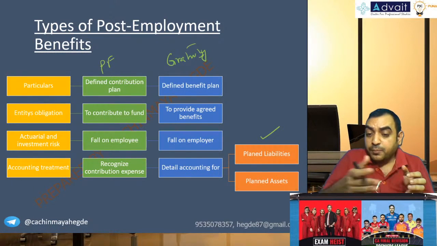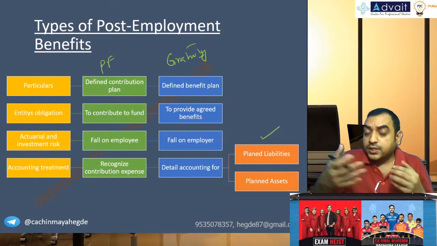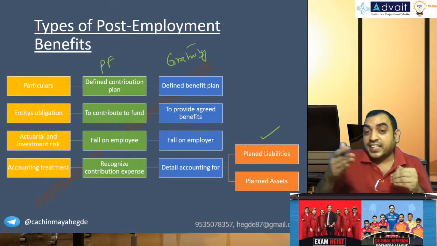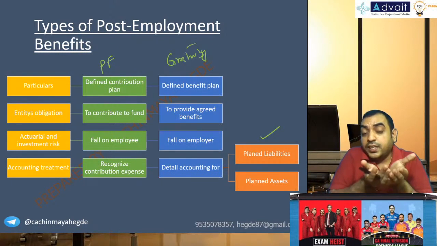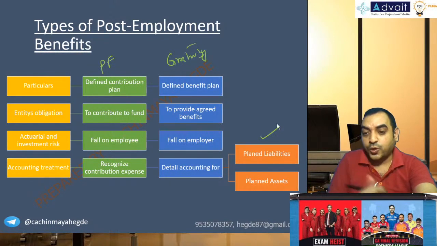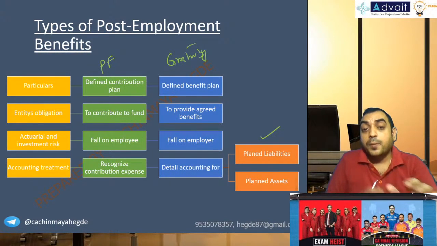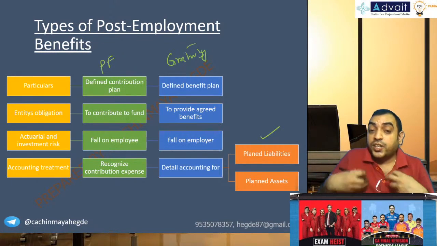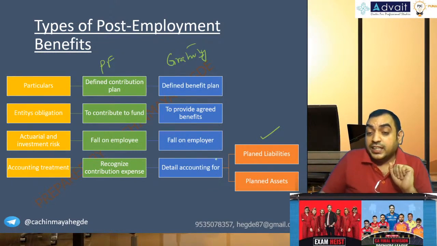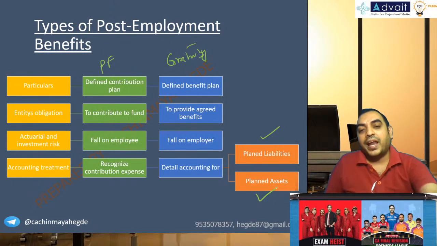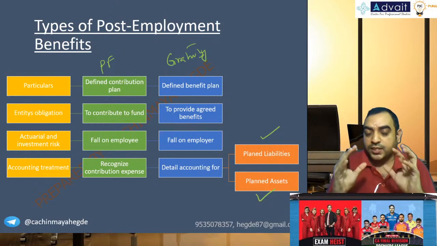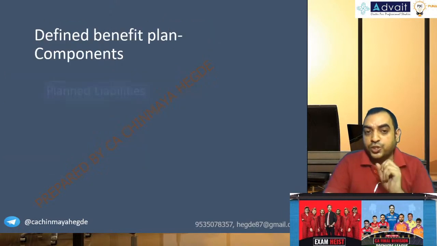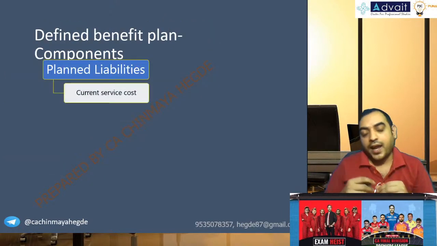So over a period of time, as and when the employee works, the employer should recognize expense. He has to build up the expense liability based on estimations. But when the employee leaves, you should have the money ready also. So he has to save the money. Saving money is called planned assets. So these are the two parts you need to understand: planned liability and planned assets.